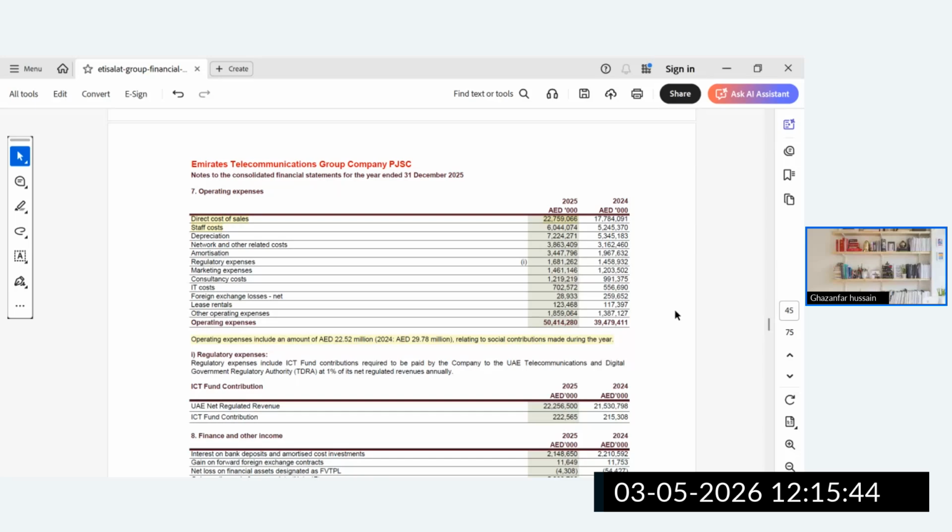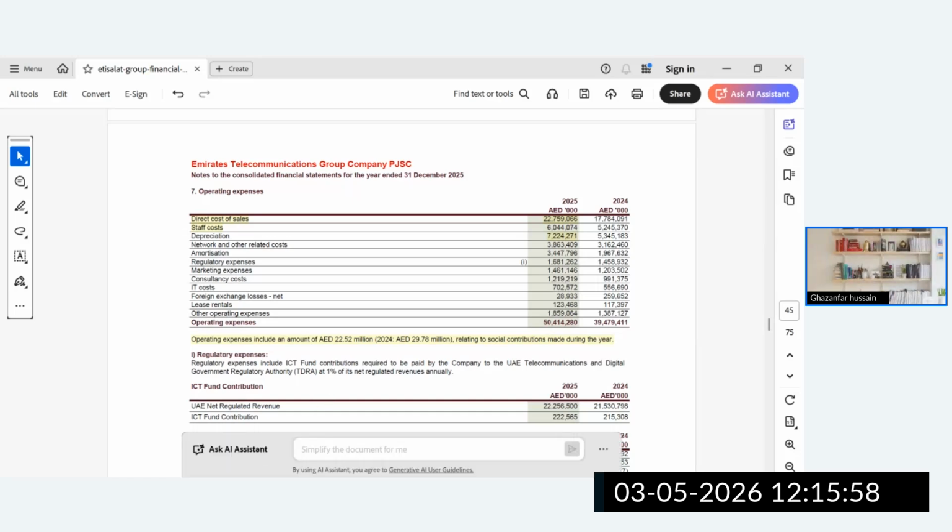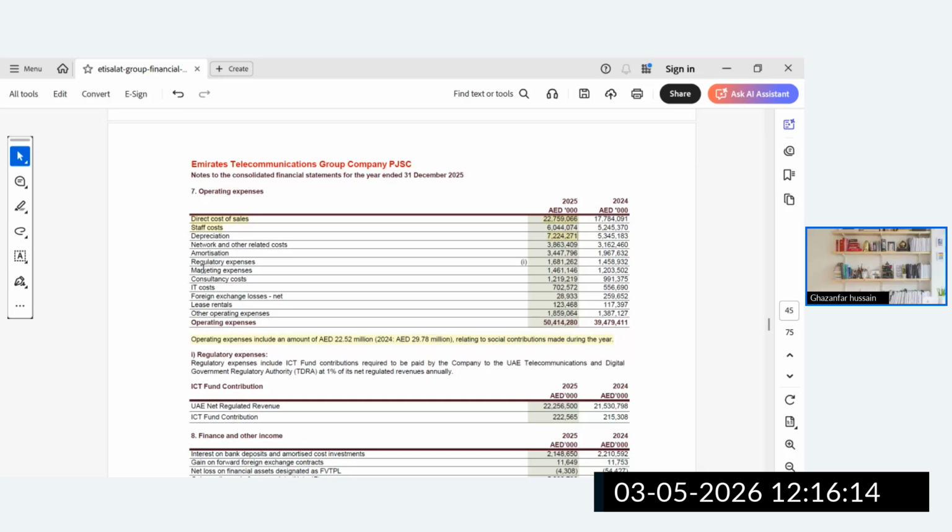So how did we calculate the depreciation, because here only this 7.2 is shown? From where did we take the other figures? Depreciation and amortization. Amortization, this is what I'm looking for. Where is the amortization part? Where is the depreciation? Yeah, this is the amortization.